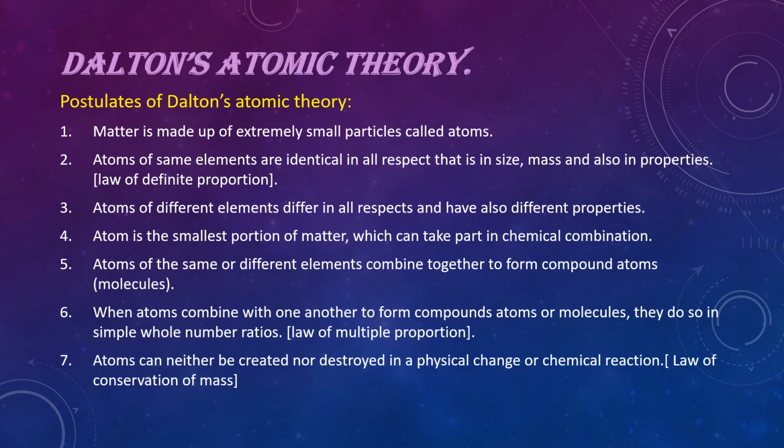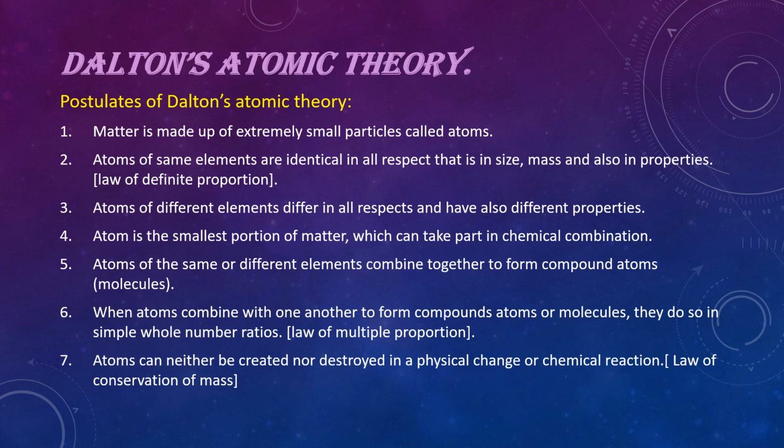Now the next is Dalton's atomic theory. You already studied about it in 9th class. Just recall the postulates of Dalton's atomic theory. Matter is made up of extremely small particles called atoms. Atoms of the same element are identical in all respects, that is weight, size and all the properties. This postulate proves the law of definite proportion. The third postulate is atoms of different elements are different in all respects.